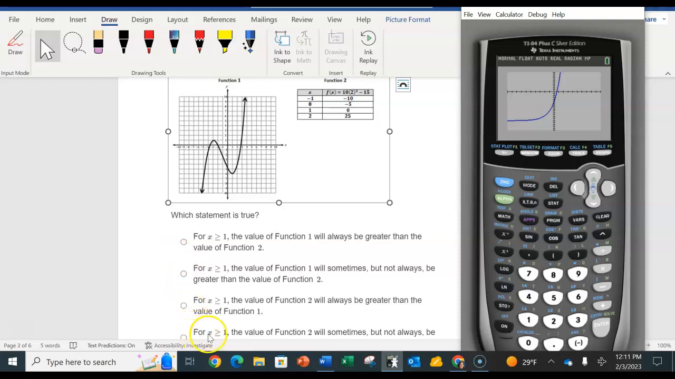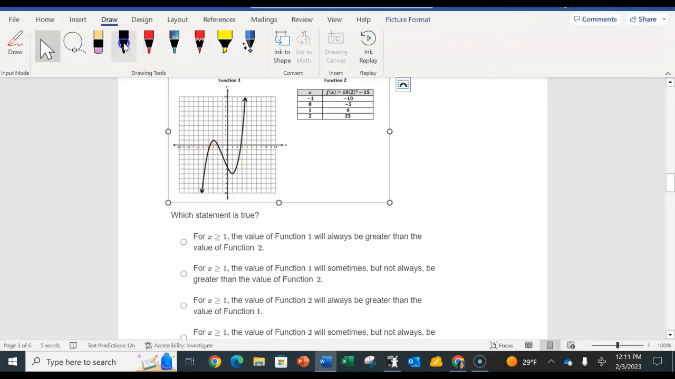Now the next one says for x greater than or equal to 1, it will sometimes be, but the fact that both of these are going to infinity, this one exponential function, again, is always going to grow faster. So this one would be this answer here.